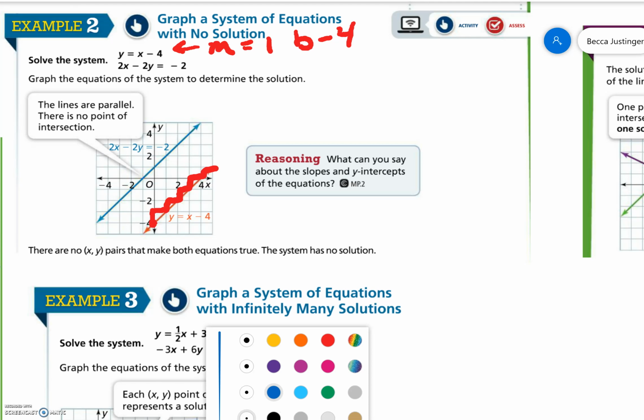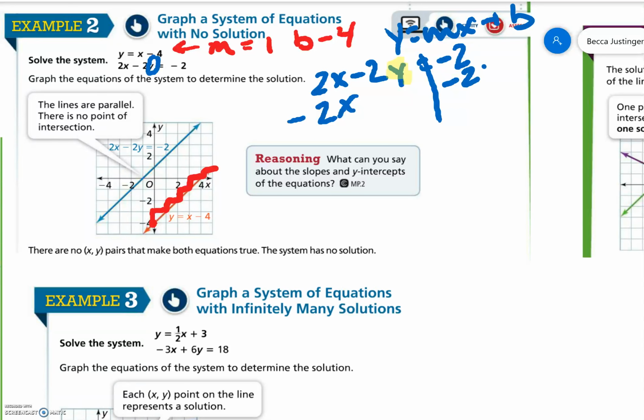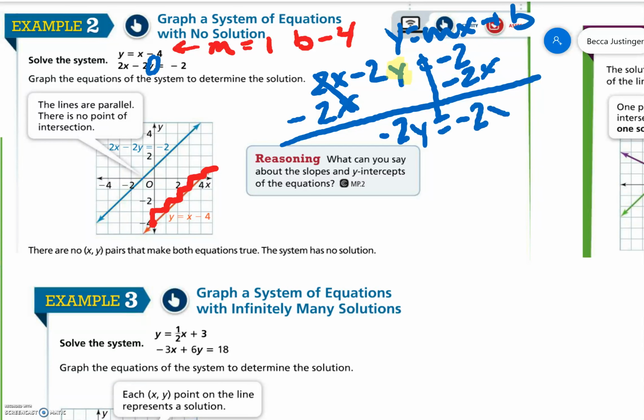But the blue line I can't graph yet because I don't know what the slope and the y-intercept is because it is not written in the form y equals mx plus b. So to solve for y, the first thing I want to do, I'm actually going to rewrite this so you can see it better, but 2x minus 2y equals negative 2. Okay, I'm trying to get that y value by itself. So I'm going to work the farthest away from y, subtract 2x on both sides, cancels out on the one side, and we're left with negative 2y equals negative 2x minus 2.